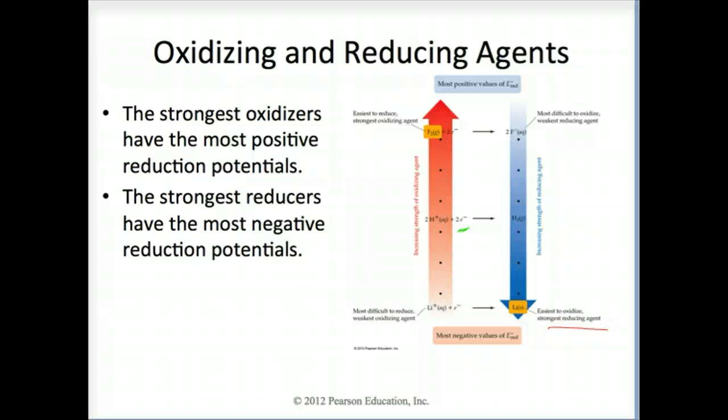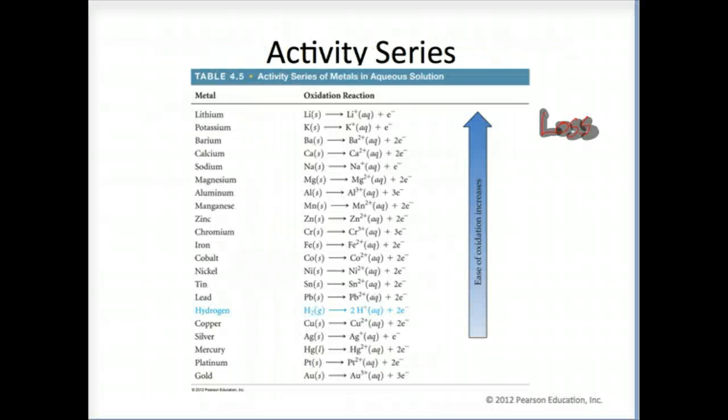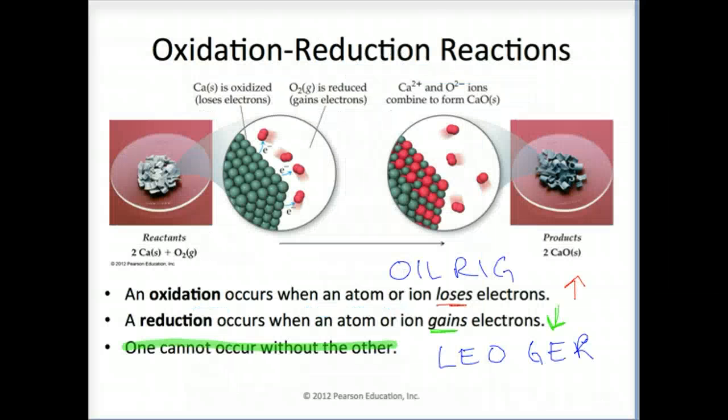Okay? Now, again, just keep reduction potential and activity series separate. Reduction potential, literally, the likelihood that it'll gain electrons. Activity series, the likelihood of losing electrons. But both work together whenever we deal with redox, because we cannot have one without the other.